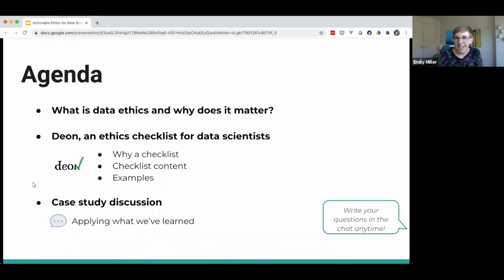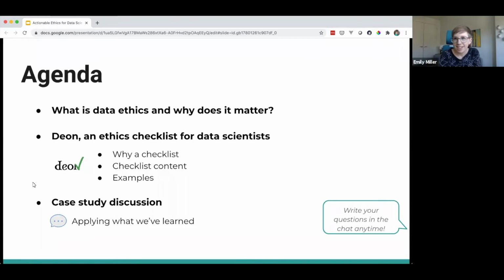So to give you a lay of the land of where we're going today, we're going to start with a quick overview of what data ethics is and why it matters. Then we'll spend a lot of our time talking about an actionable approach to integrating data ethics into our work. For this, we're going to talk about Deon. This is a tool that we built that lets you easily add an ethics checklist to your data science projects. I'm going to give you a bit of background on why we built the checklist, some of our perspectives in building the tool, but we're really going to spend the bulk of our time today walking through the checklist content itself.